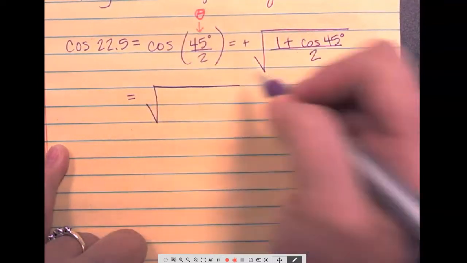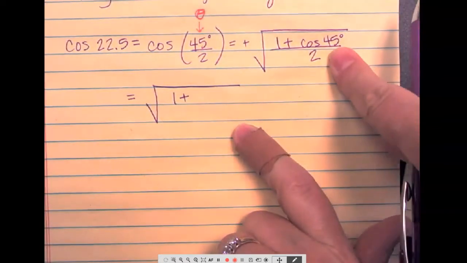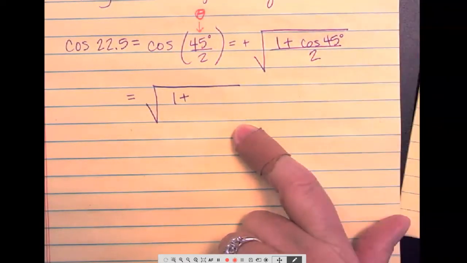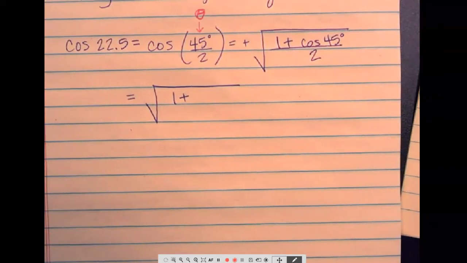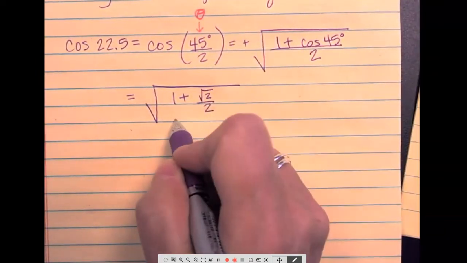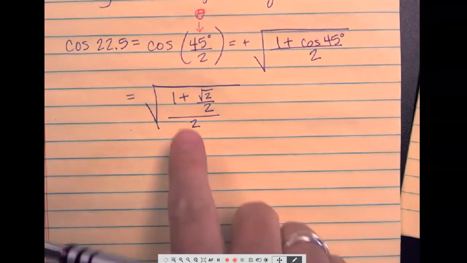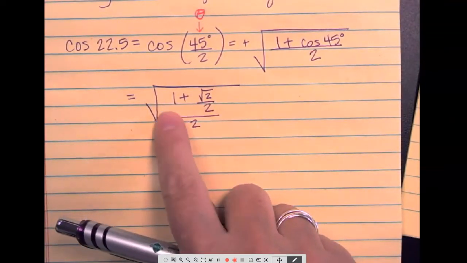Look on your unit circle and tell me what cosine of 45 is. Anybody? Square root of 2 over 2. And then all of that is over 2. Take a wild guess. What do you think I'm going to do next? I'm going to add those together. What do I have to do to add those together?